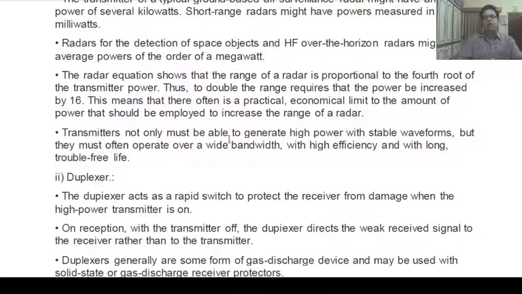Transmitters not only must be able to generate high power with stable waveforms, but they must often operate over a wide bandwidth with high frequency and with long trouble-free life.